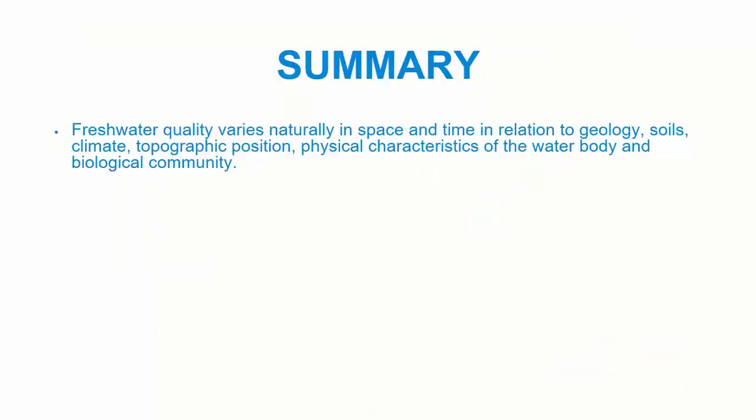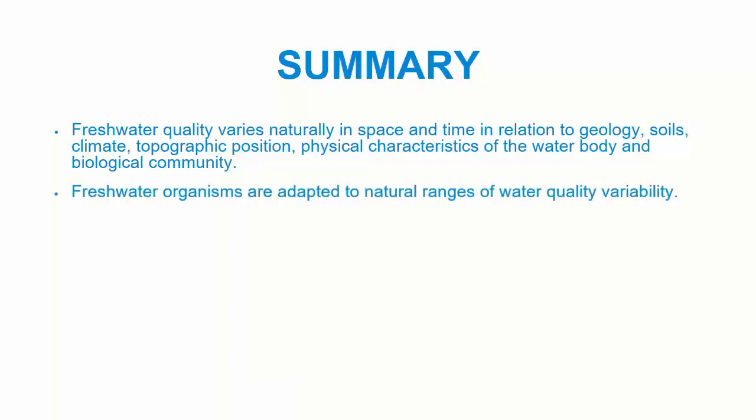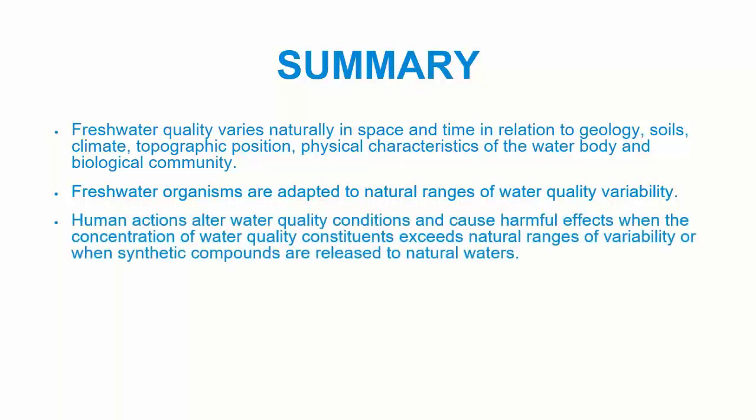That brings us to the conclusion of this lecture. We've learned that freshwater quality varies naturally in space and time, and in relation to geology, soils, climate, topographic position, physical characteristics of the water body, and biological community. And freshwater organisms are adapted to natural ranges of water quality variability. Human actions alter water quality conditions and cause harmful effects when the concentration of water quality constituents exceeds natural ranges of variability, or when synthetic compounds are released to natural waters.